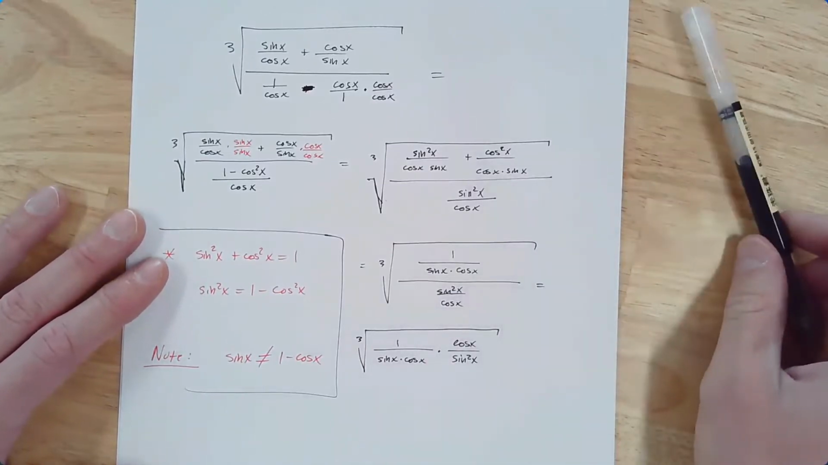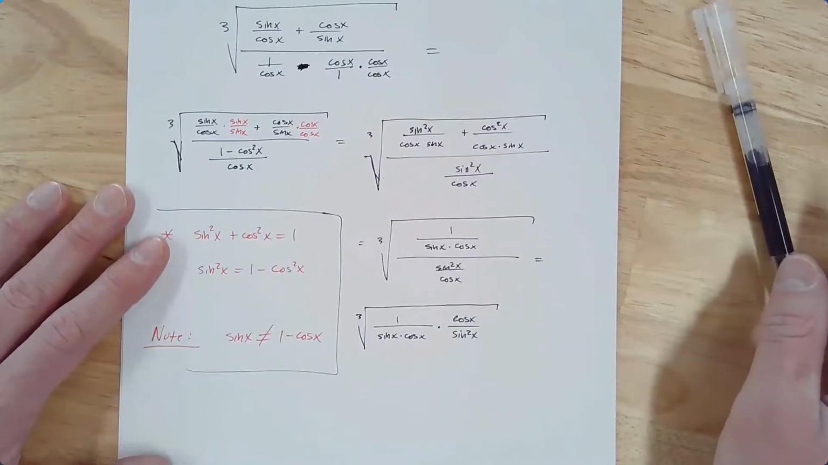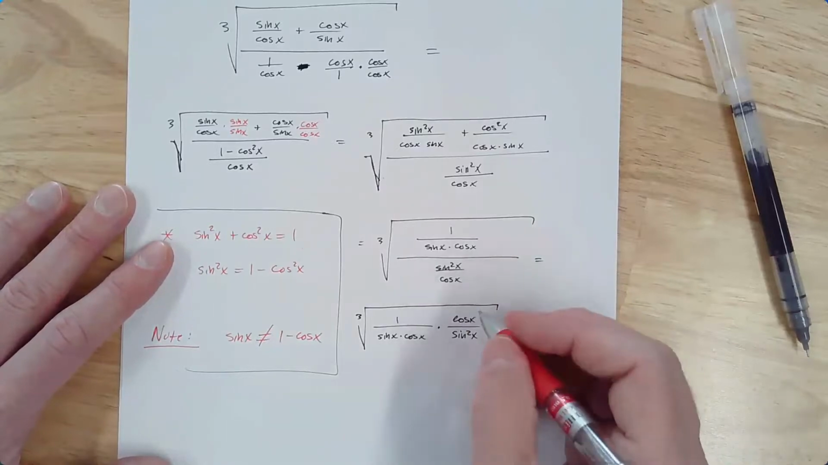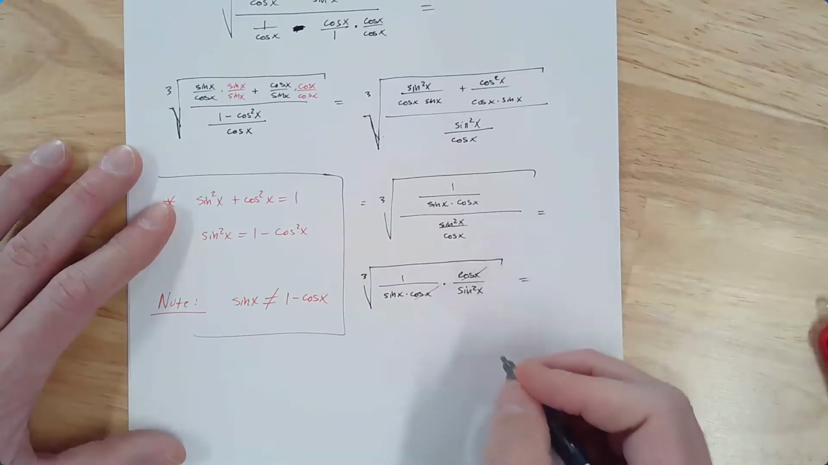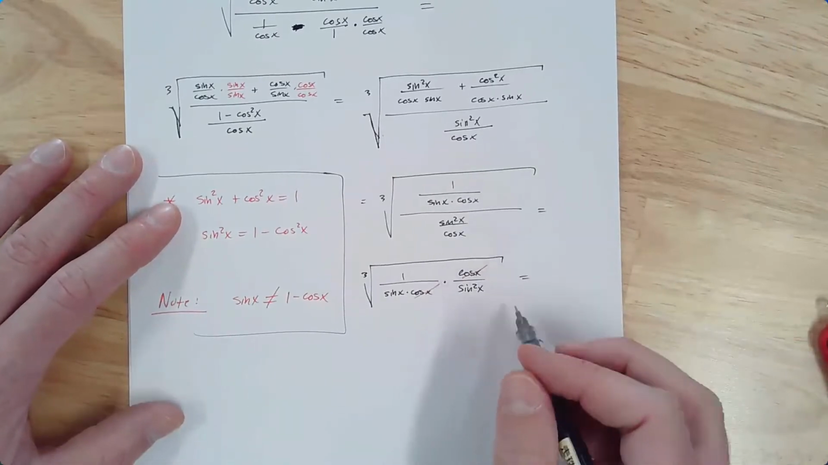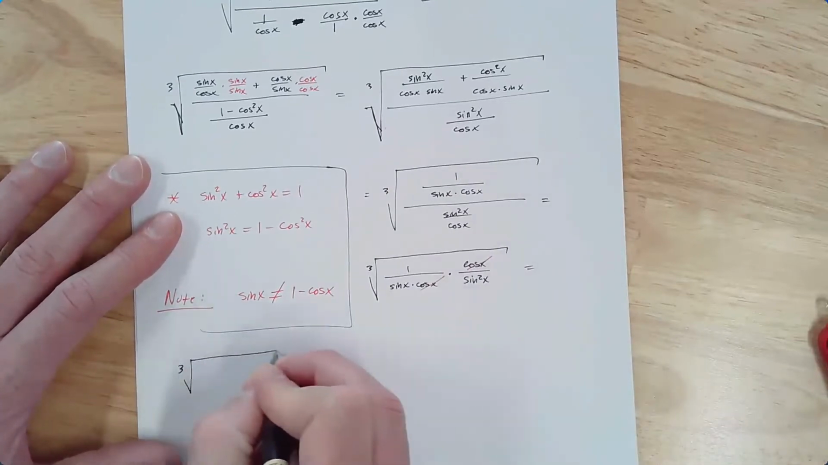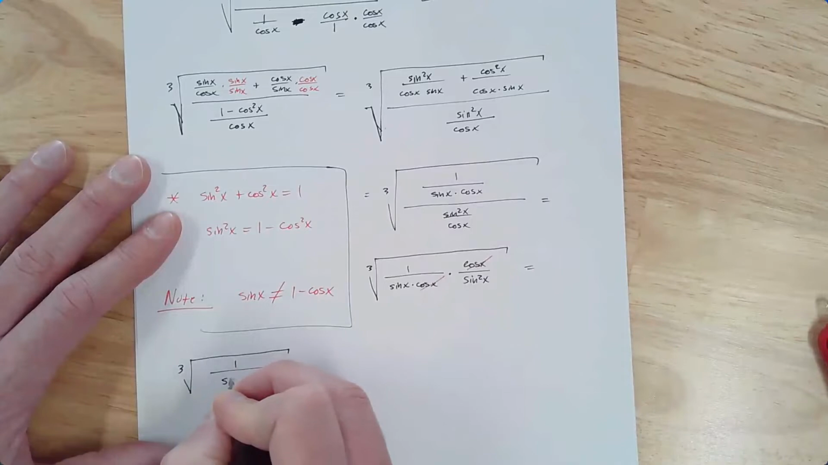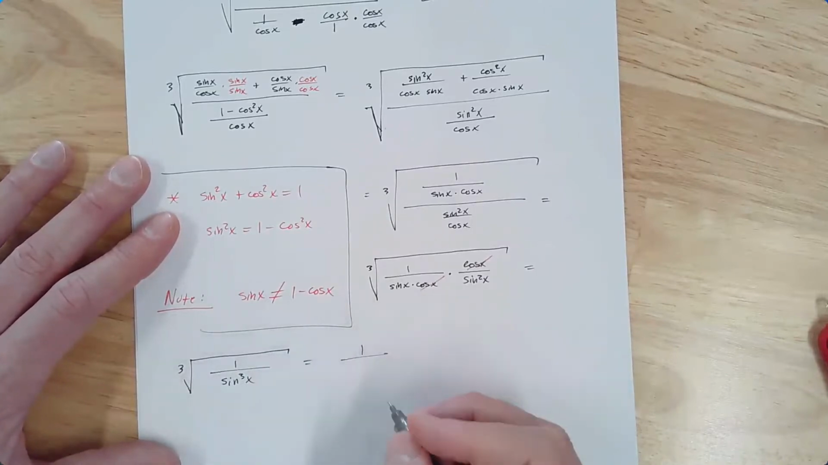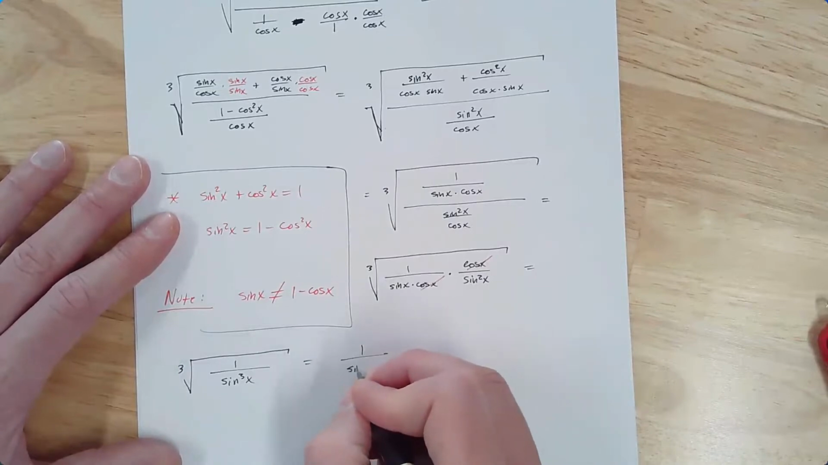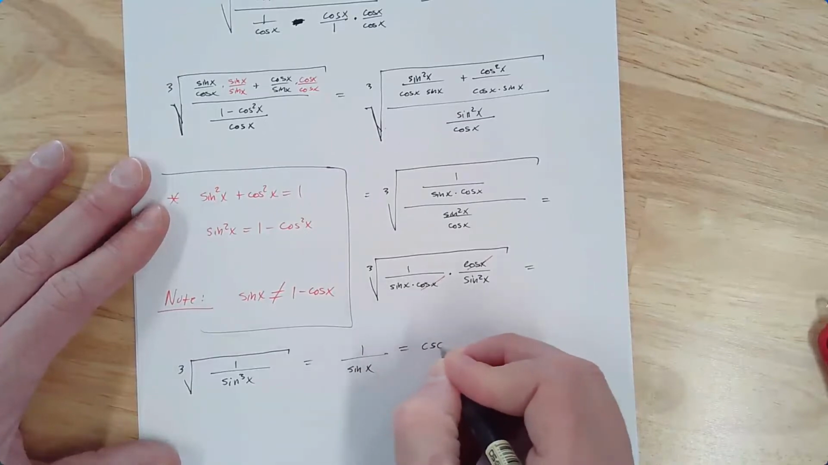What can I cancel? A sine or a cosine? A cosine, right? Because I have one on the top and one on the bottom. And in the denominator, I'm left with a sine times sine squared, which is sine cubed. Now that seems fortunate. I've got a cube root and a sine cubed. I'm kind of happy about that. So we have the cube root of 1 over sine cubed of x. The cube root of 1 is 1. The cube root of sine cubed is sine. And lastly, we shouldn't leave it like this. We should write it as cosecant.